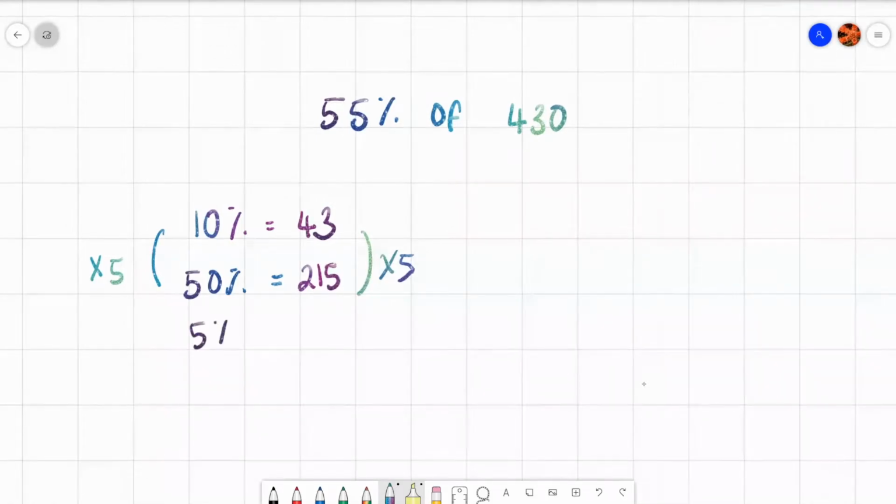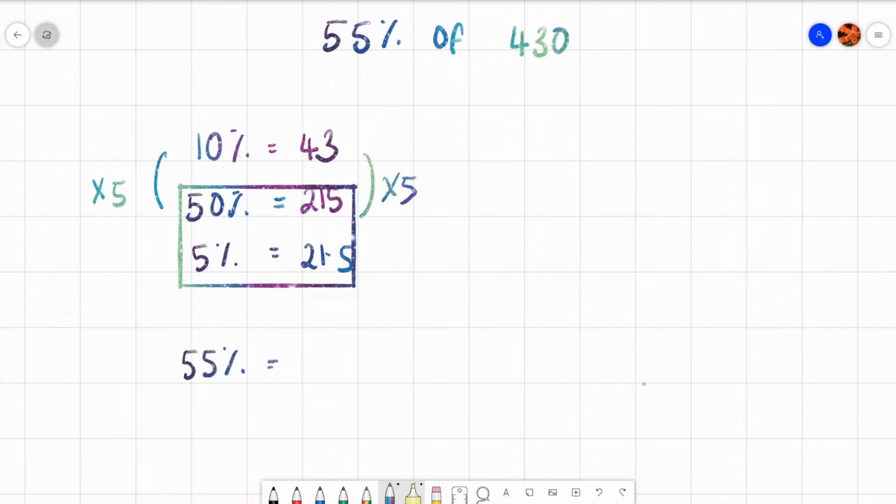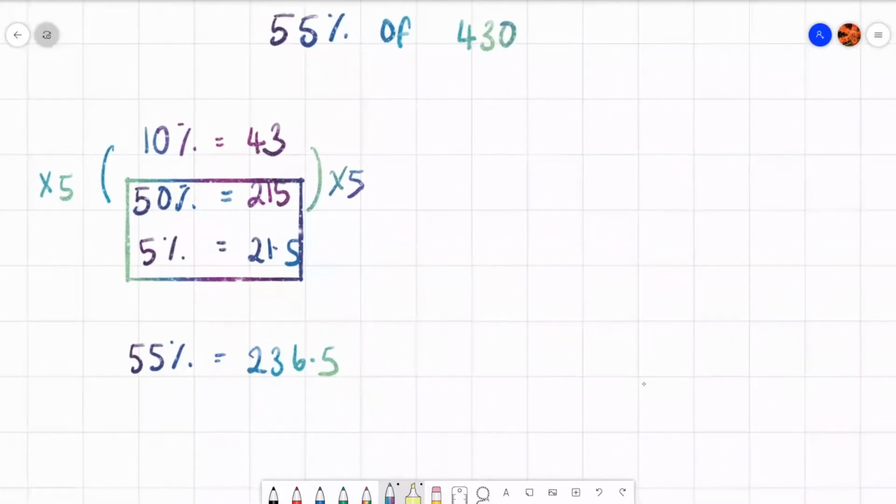Then I'm going to work out 5% by halving the 10%, half of 43. So half of 43, well, half of 40 is 20 and half of 3 is 1.5, so that's 21.5. Okay, and then I can work out 55% by adding these two together. So 55% is add 215, and I end up with 236.5.